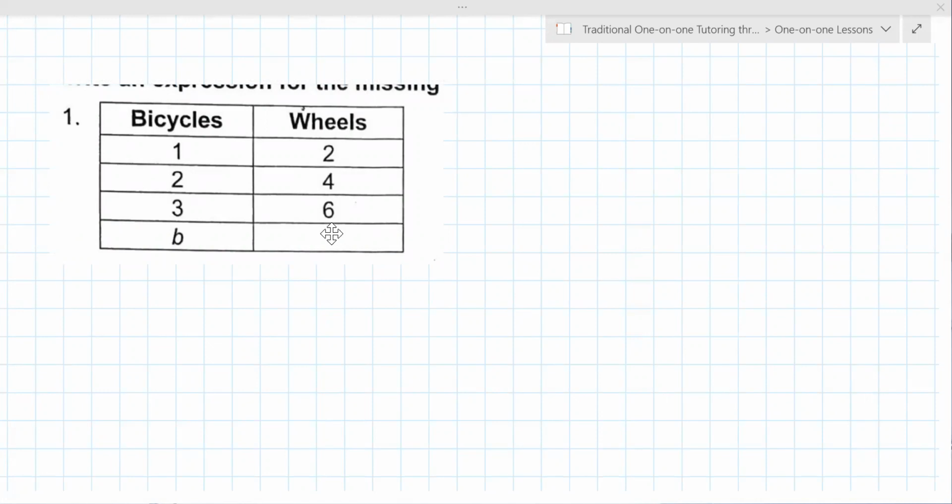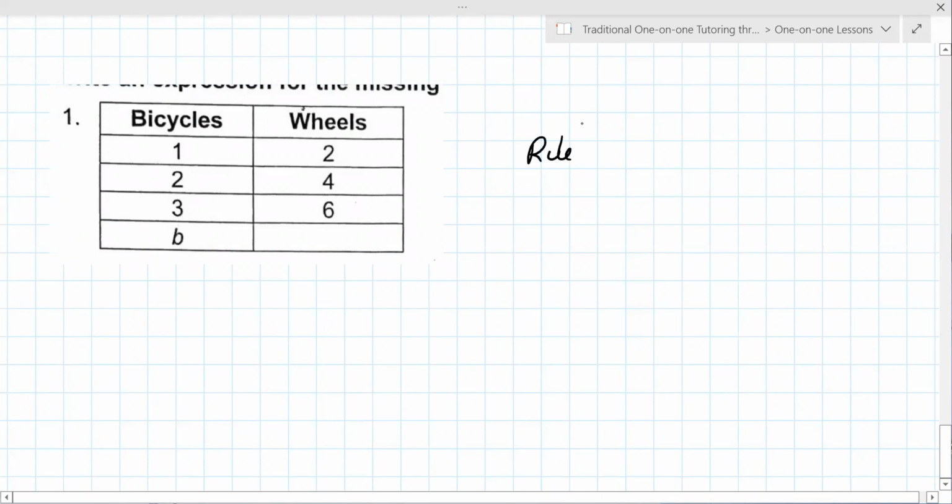So it would be 8 if this was 4, but it's not 4 on the left, it's B. Do you see how it's a B? So they want the rule. What is the rule to go from 1 to 2, 2 to 4, 3 to 6? Times 2. So 1 times 2 is 2. 2 times 2 is 4. 3 times 2 is 6.